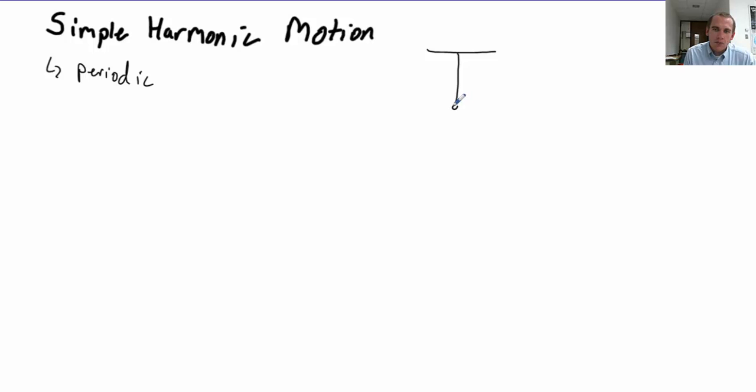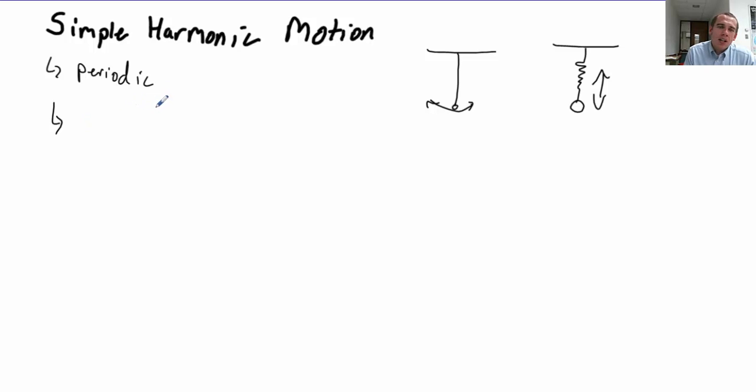If you pull a pendulum to one side, it'll swing back and forth, back and forth, back and forth, with approximately the same side-to-side motion with the same amount of time for each complete swing. So that's periodic motion. Another thing you could do would be to hang a mass on the end of a spring and let that vibrate up and down. That would also be periodic motion. So we're going to investigate this periodic motion. What makes it simple harmonic motion?